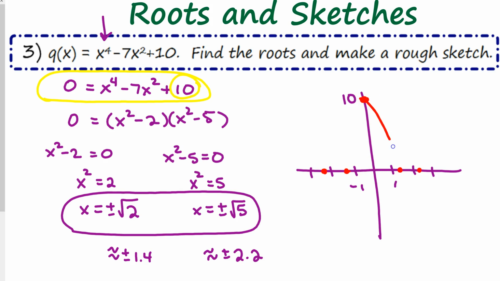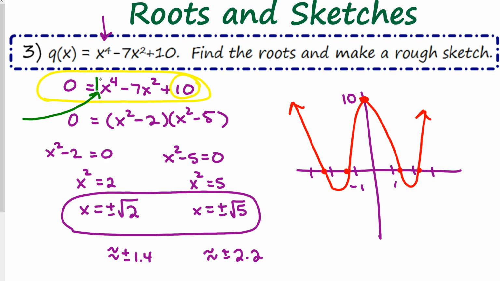So it's going to do something like this. It makes kind of a W. Once again, this is pretty rough. I don't know exactly how high it goes, how low it goes. Just know the general shape is like a W. It opens up, and just like a parabola would open up if it had a positive leading coefficient, notice that this has a positive leading coefficient of 1, and it opens up. So that trend is going to continue.